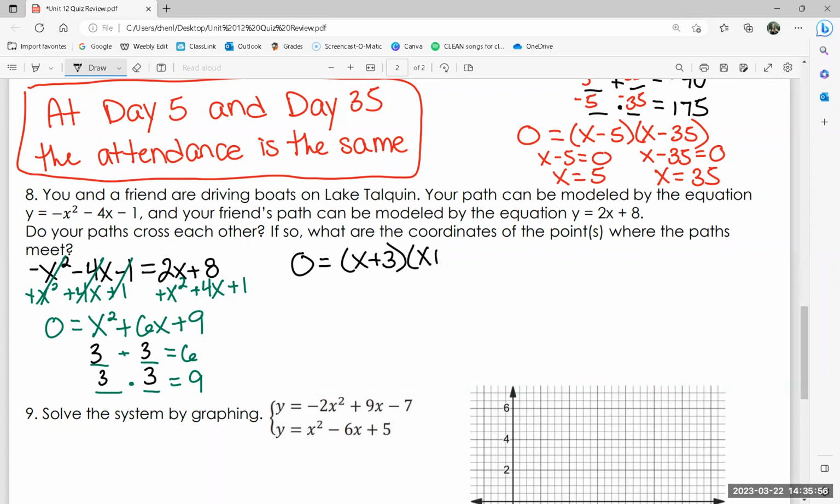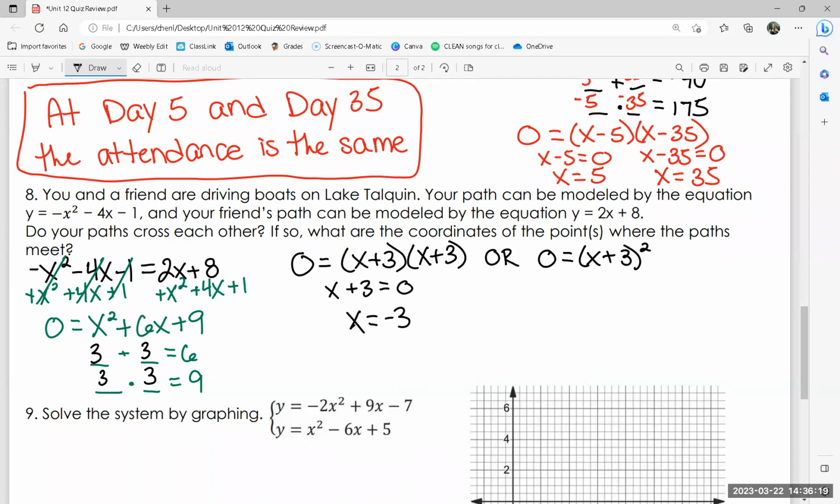And you can either write it as x plus 3 times x plus 3. Maybe I can't even write that. There we go. Or you could write it as 0 equals x plus 3 squared. You'll get the same answer either way. So we're going to set our factor equal to 0, and we get the value of x equals negative 3.